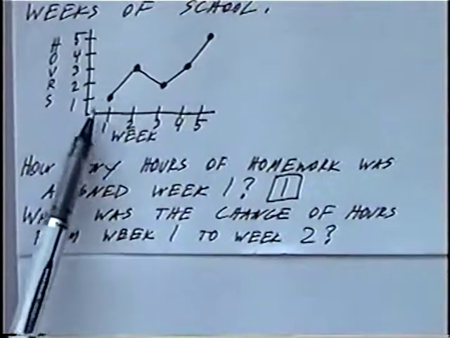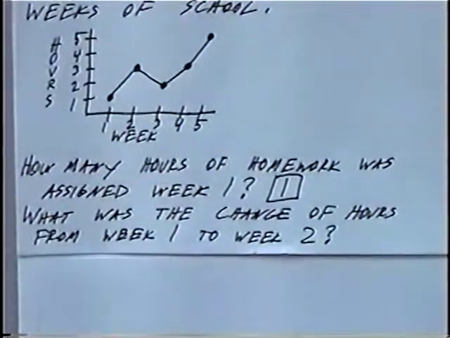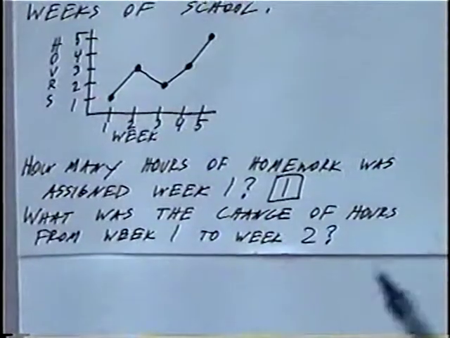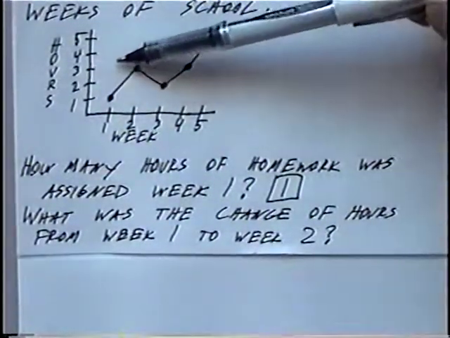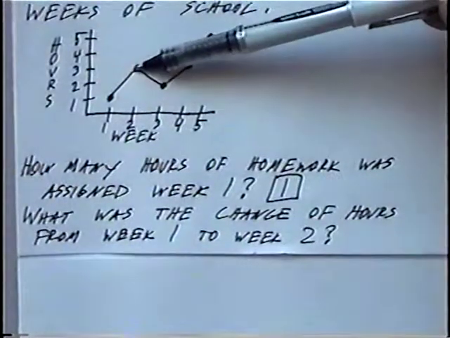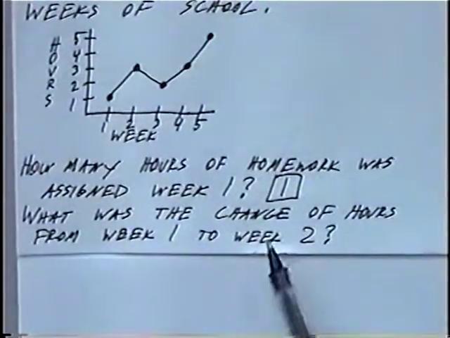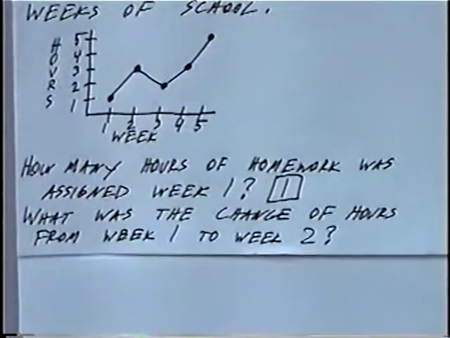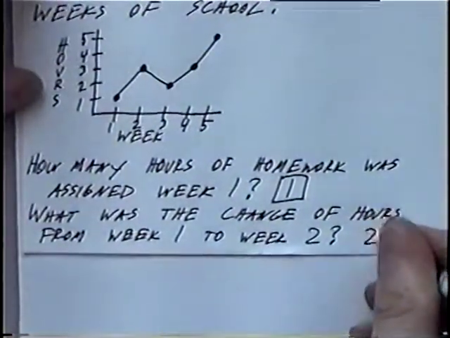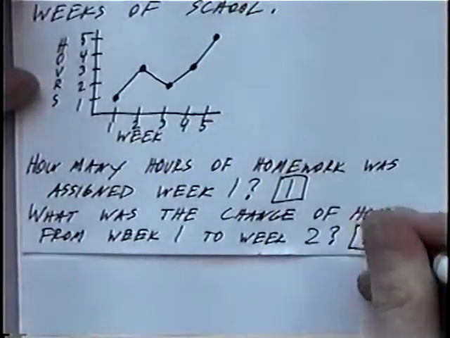Week 1, we already know, started at 1 hour. If we look at week 2, go up to the point, matches up with 3 hours. So we had 3 hours of homework in week 2, and the change will be the difference from going from 1 to 3. So the change was 2 hours, or an increase of 2 hours.